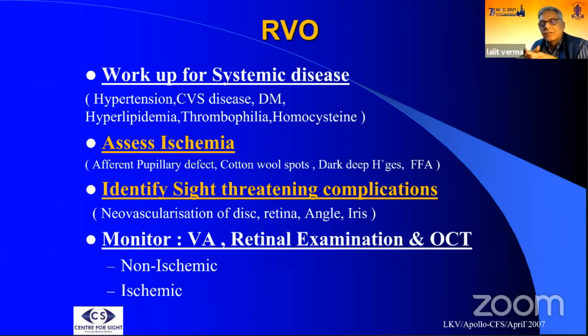And what does it summarize is that any patient of BRVO, we should work up for systemic disease also, like Atul listed for arterial blocks. We should work up for hypertension, any cardiovascular disease, hyperlipidemia, diabetes. Then from the ophthalmic point of view, our main job is to assess ischemia. This you can clinically see by either APD or number of cotton wool spots or number of dark deep hemorrhages or angiography showing non-perfused areas. And we should identify uveitis, although much less common in BRVO, still it can be there. And monitor for conversion to ischemic variety.